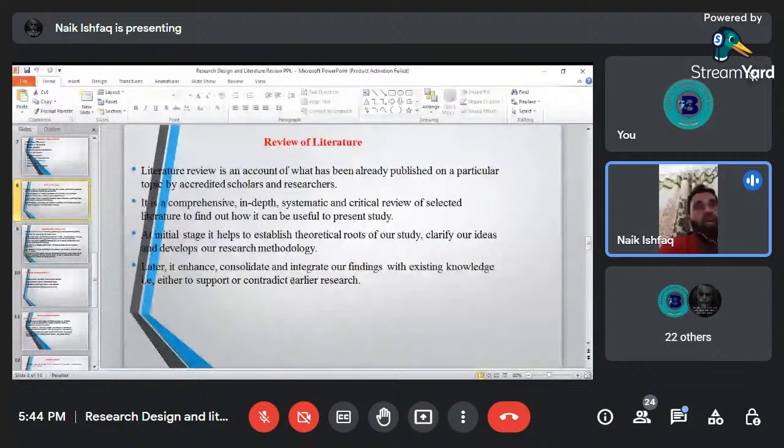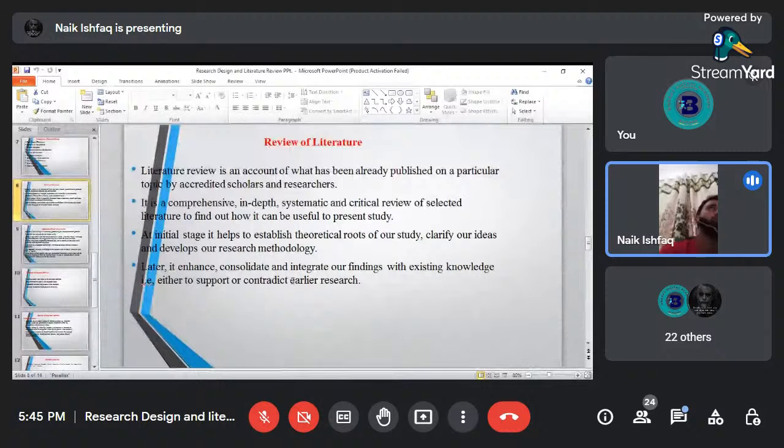At the initial stage, it helps the researcher establish the theoretical roots of our study, clarifies our ideas, and develops our research methodology. That means the literature review is one of the important parts of research. It helps us establish the theoretical roots of our study. What will be the different theories? For example, there are different theories, such as functionalism and conflict theory. It helps us know whether our study suits a positivistic approach or a functionalistic approach.